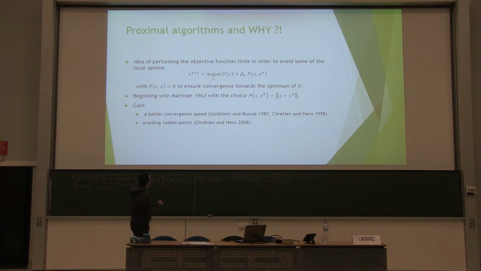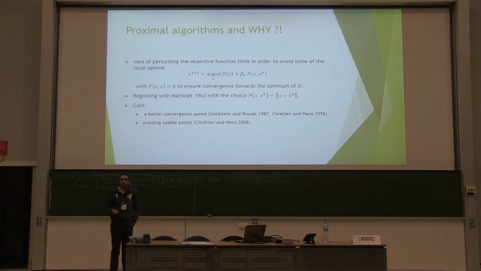And we insert a sequence of numbers, beta k, which needs to be non-negative, and in general goes to 0. For my work, the sequence beta k will be constant and equal to 1, but that does not change anything about the convergence of the algorithm. The beginnings of proximal point algorithms are not very recent. The beginning was with Martinet in 1963, and his choice in his paper was the quadratic distance between x and xk. Why use proximal algorithms?